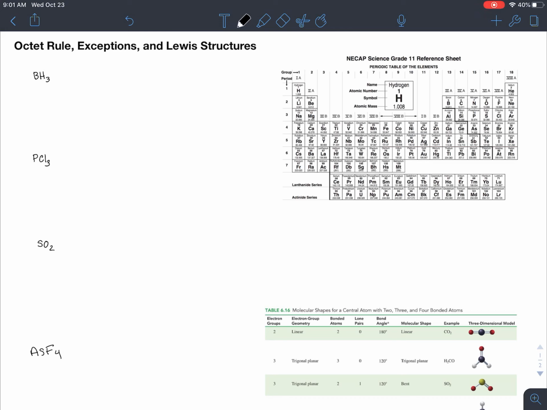Octet rule exceptions in Lewis structures. The octet rule states that compounds are stable, ionic and covalent, when there are 8 electrons in the valence shell. So when making ionic or covalent compounds, when things are reacting, the goal is always to become stable, unreactive. And that is when there are 8 electrons in the valence shell, in the outermost shell.